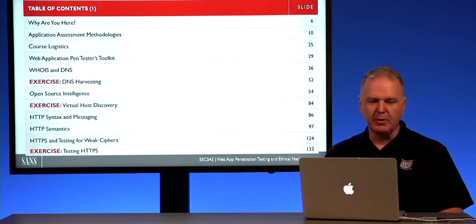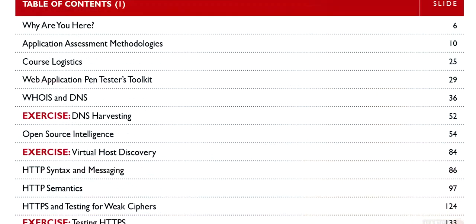We'll talk about WHOIS and DNS. We'll have our first lab on DNS harvesting. We'll go through virtual host discovery. We'll dig into the guts of HTTP and how it works from 0.9 straight to HTTP 2.0 and even QUIC, which is HTTP 2, essentially over UDP.